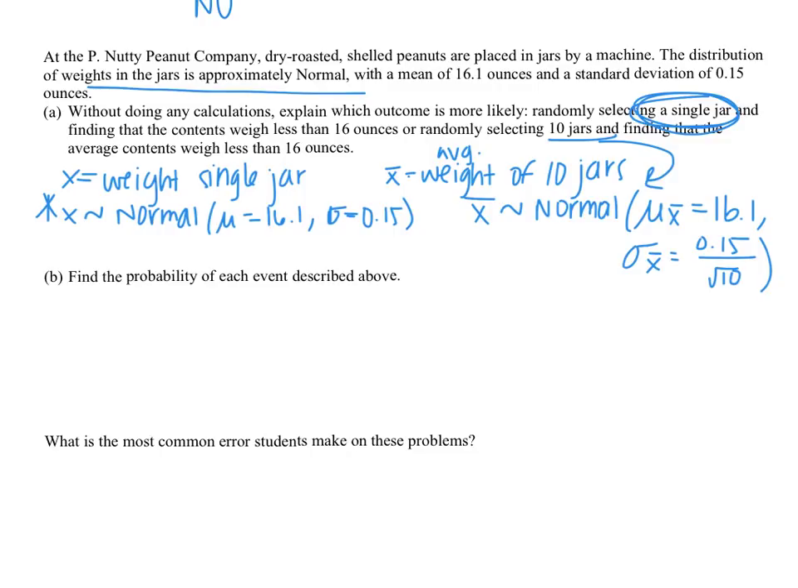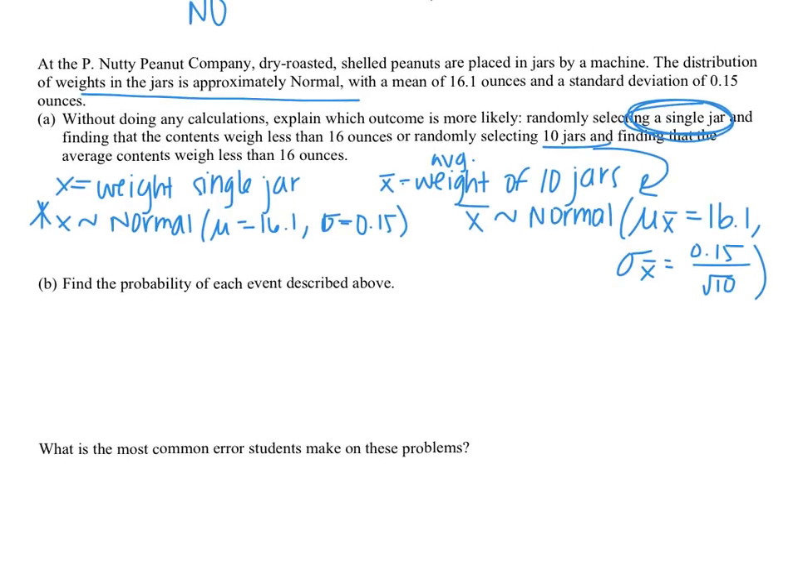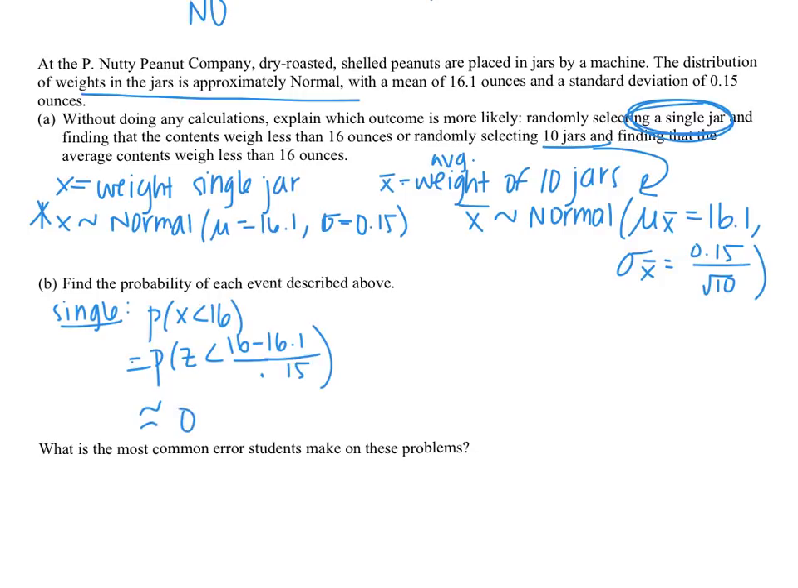And to prove that, we're actually going to find the probability of each event. So for a single jar, we are looking for the probability that X is less than 16. Like we said above, we know that X is normal, we know the mean, and we know the standard deviation. So we're going to convert this to a z-score. So it's going to be 16 minus the mean divided by the standard deviation. You should know how to do normal CDF on this, so I'm going to tell you I already did it for you. You end up with a probability of 0.252. So we're going to say that that's more likely than in the case of taking a sample.